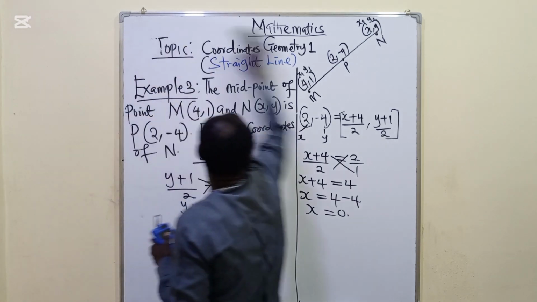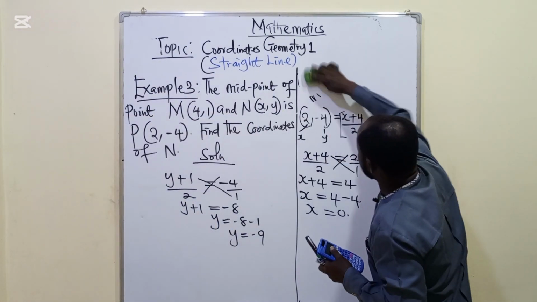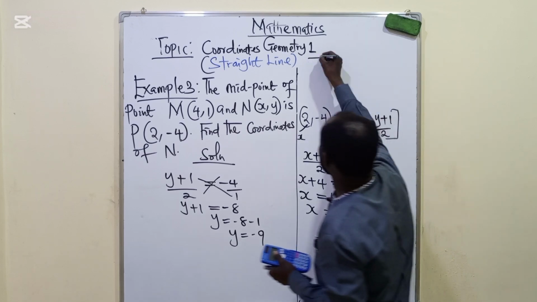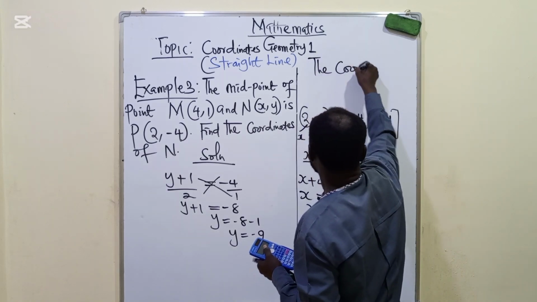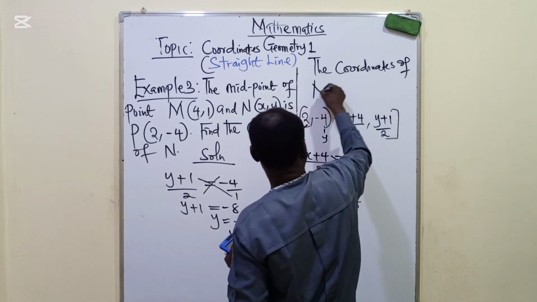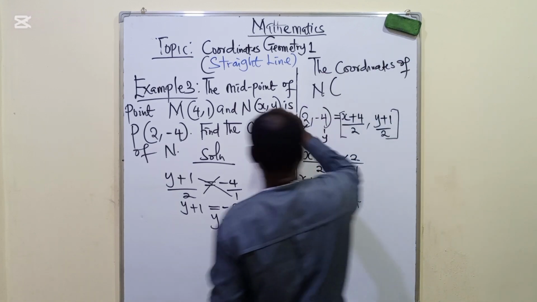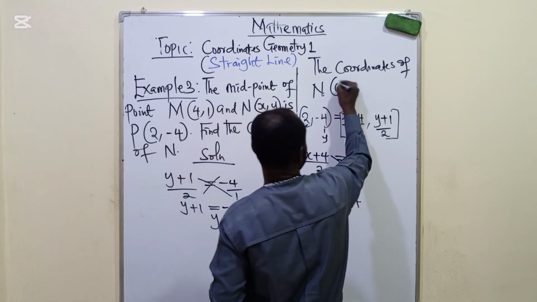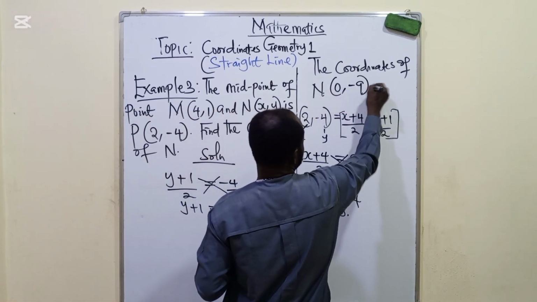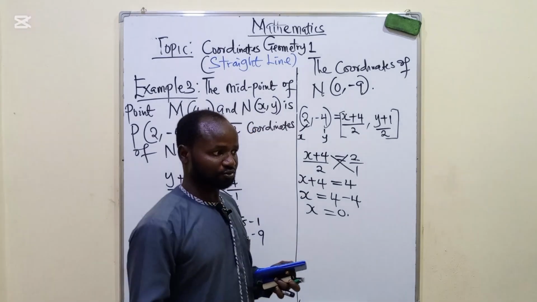Finally, let's move here. The coordinate of N now, because we are asked to find the coordinate of N. The coordinates of N will be x now is 0, y is -9, that is (0, -9). So this will be the solution to this question.